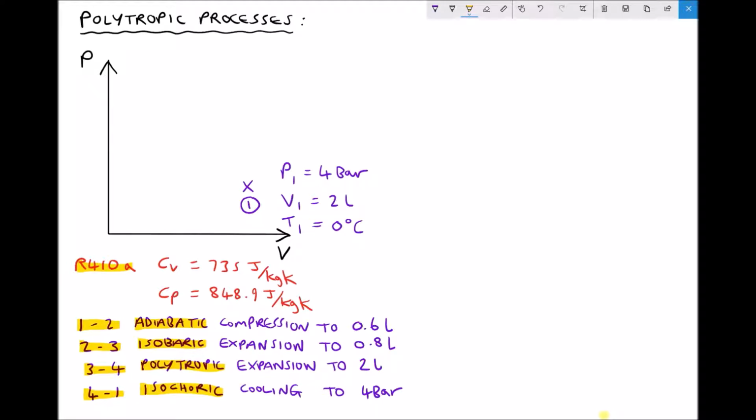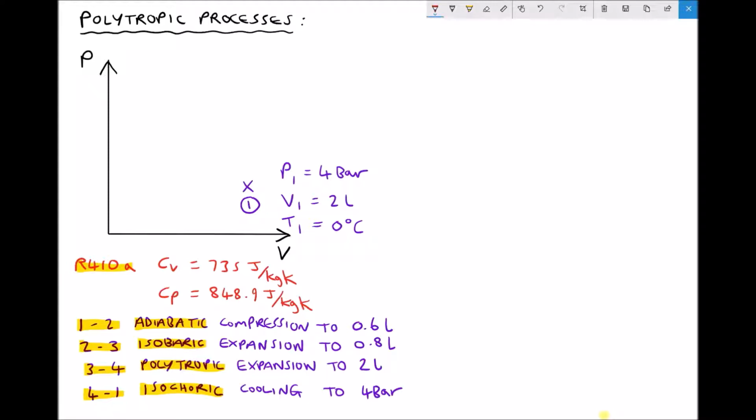We have a number of different equations that we can use for polytropic processes, and these can be found on the equations and information sheet for this topic, so I recommend that you print that sheet off and have it to hand, so as we introduce each of these equations you can see where they actually come from. So first of all then, we have an adiabatic compression.